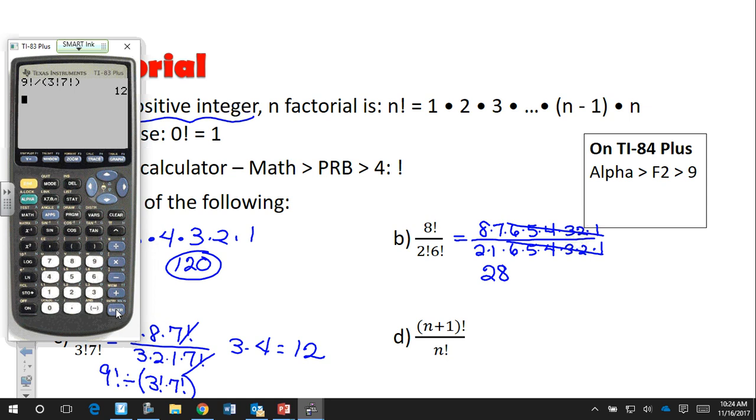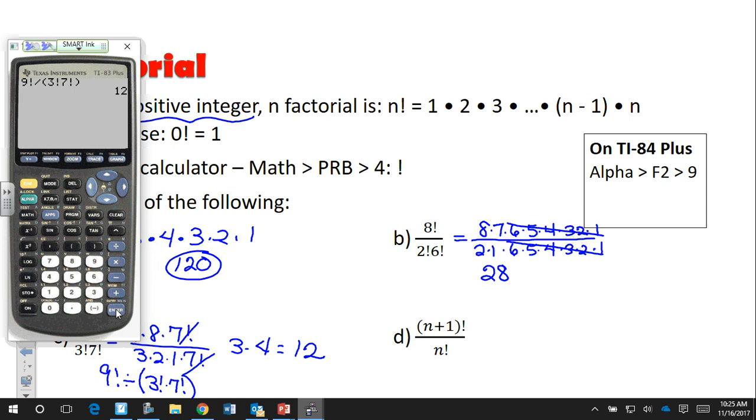All right, so last example on this sheet. We want to know letter D. Okay, what in the heck is happening with n plus 1 factorial over n factorial? We could plug in numbers, okay? So let's try to plug in a number, just to see a pattern. So what's your favorite number? 6. Okay, let's plug in 6.